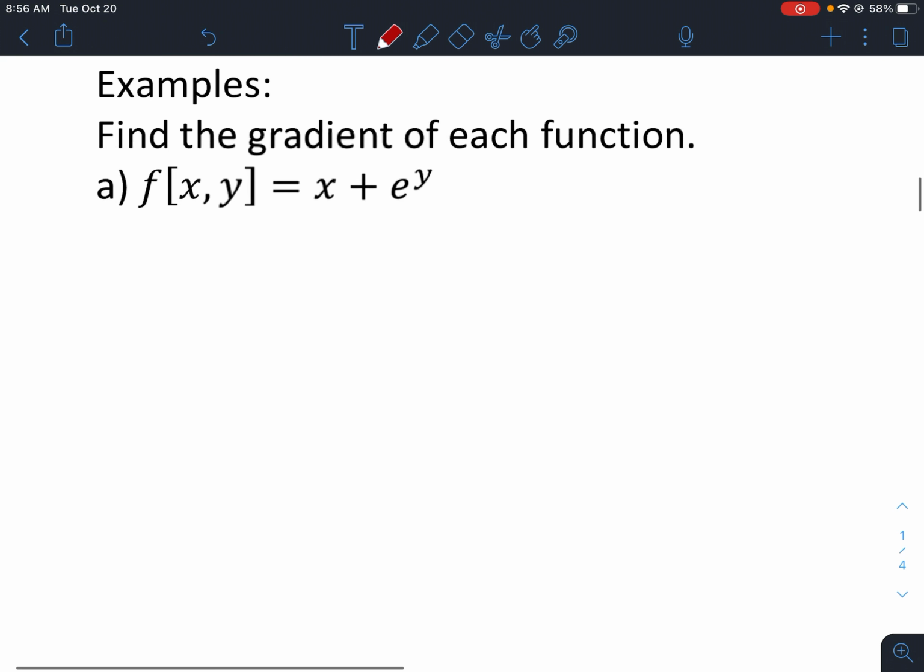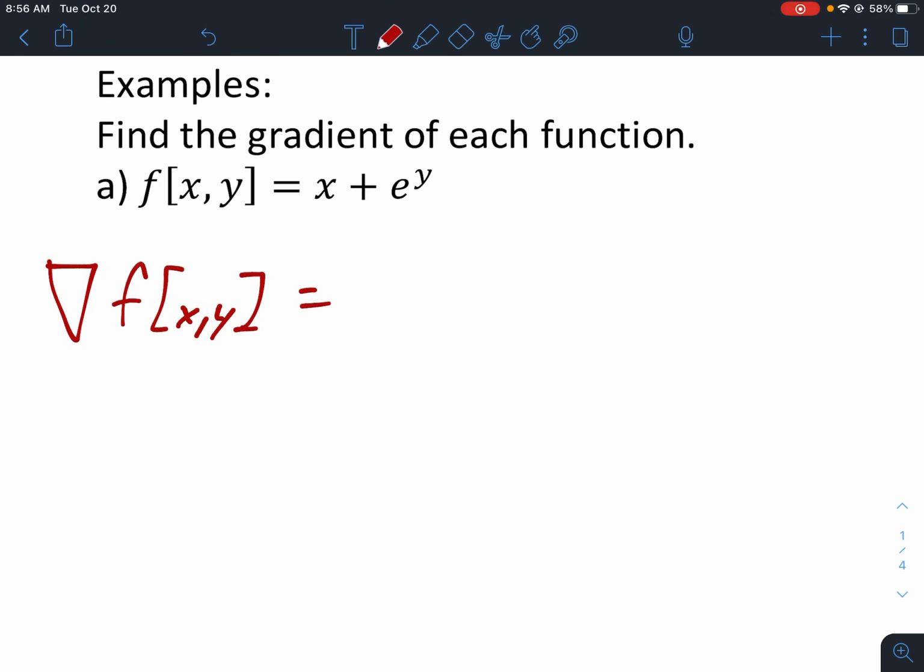So let's take a look at this first one here. This is just a 2-dimensional one. For the gradient, we use an upside-down delta, an upside-down triangle. So gradient of f, the derivative of that function with respect to x is 1 plus 0, so just 1. And the derivative of that function with respect to y is 0 plus e to the y, or just e to the y.